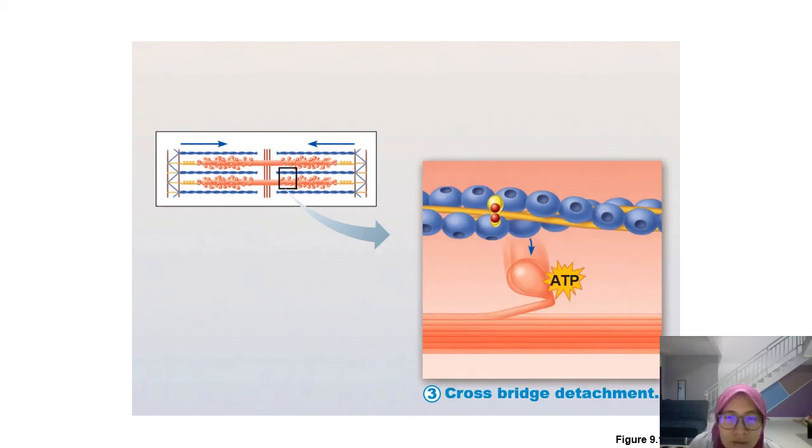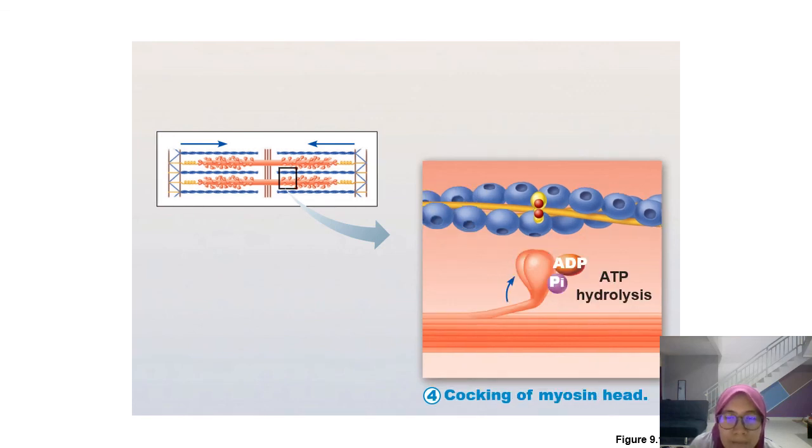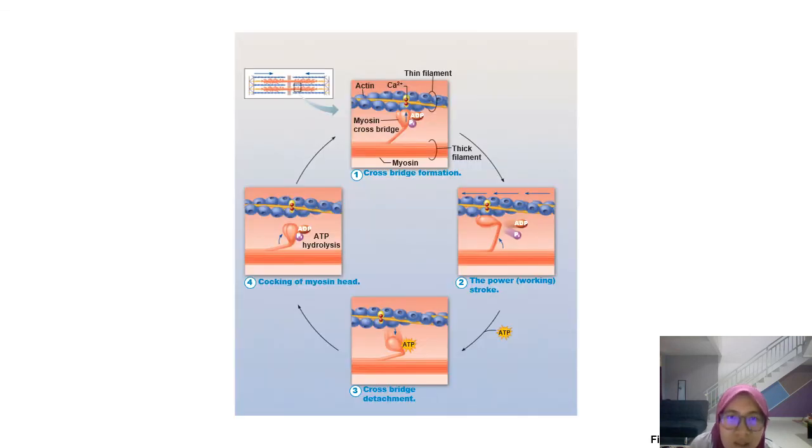After it uncouples from the actin, that is cross bridge detachment, and ATP is also removed. And again, if the myosin heads want to bind with the actin, they need ATP hydrolysis. They need the ATP back. So each time for a myosin cross bridge, it needs ATP. It needs energy.